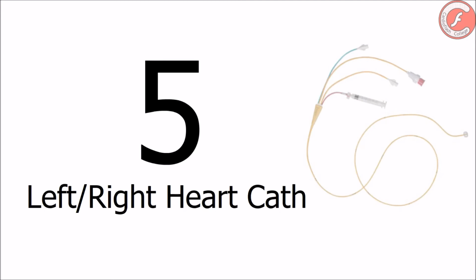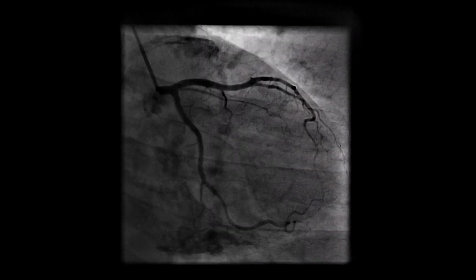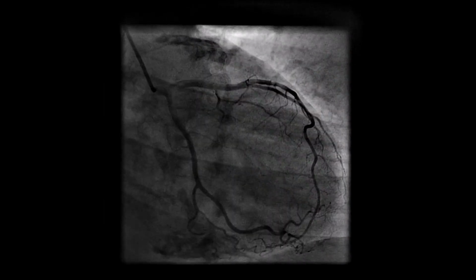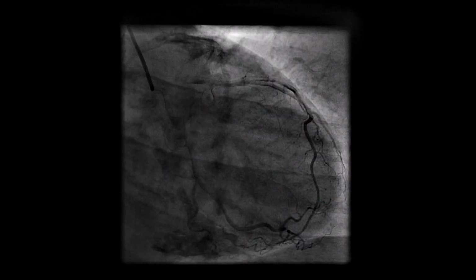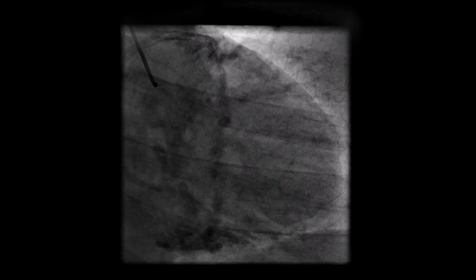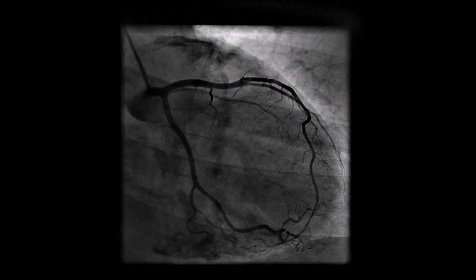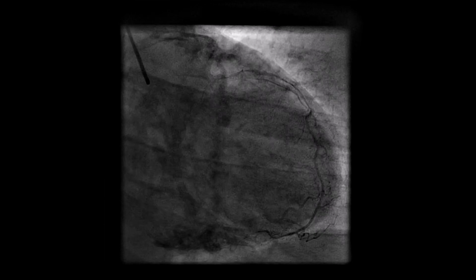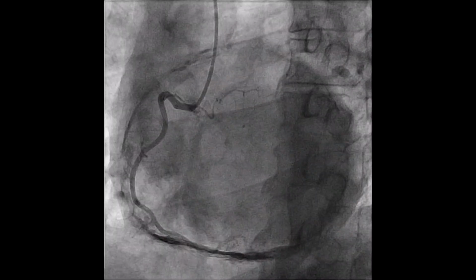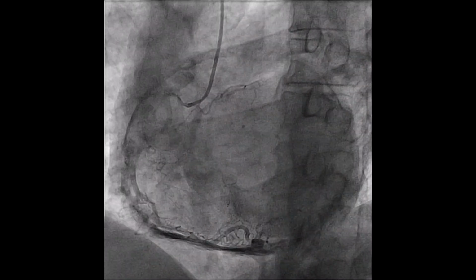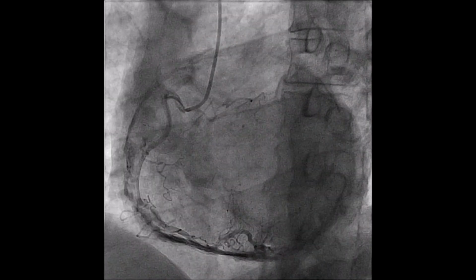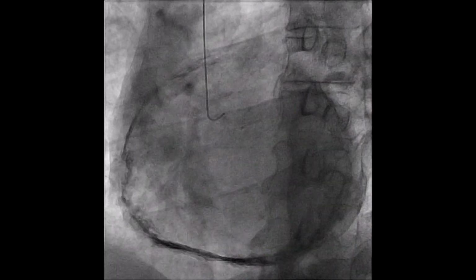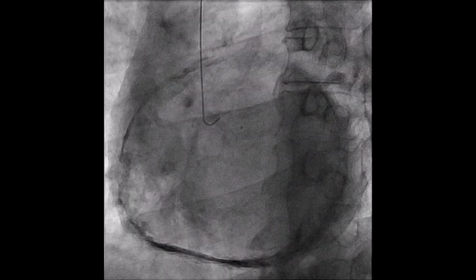Number 5. Heart catheterization is an invasive technique that allows us not only to study coronary disease, but also to study the hemodynamics of the cardiac cavities. Let's begin with the left heart catheterization. As you can see, coronary arteries do not have significant lesions. However, the most interesting finding of this study is of course the severe circumferential calcification of the pericardium, an infrequent but pathognomonic finding.